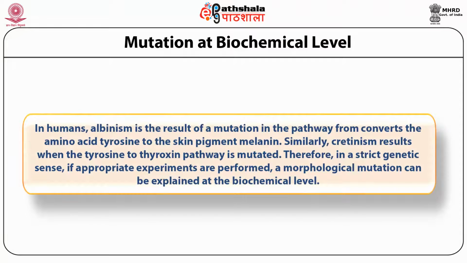In humans, albinism is a result of a mutation in the pathway which converts dihydroxyphenylalanine into melanin. Albinism is due to the absence of melanin pigment, and individuals suffering with this disease are incapable of converting this particular chemical into melanin.